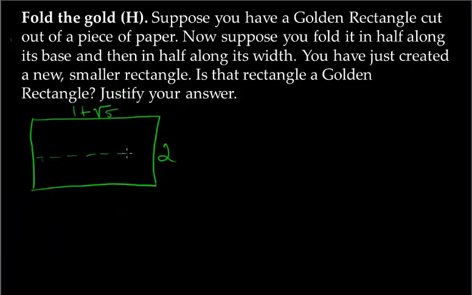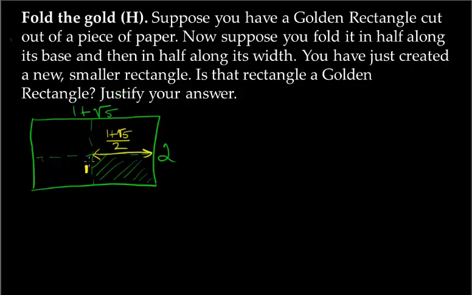Folding it along its width, we would get this. And so these 4 rectangles are all identical. And we want to know, is that rectangle golden? Well, it's not hard to do this because we labeled this as 2, so the width of the smaller one is half of 2, and the length of the smaller one from here to here is half of this length, which would be 1 plus the square root of 5, over 2.